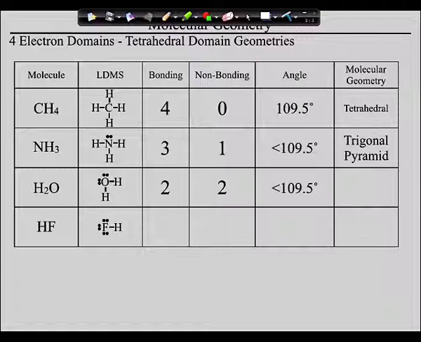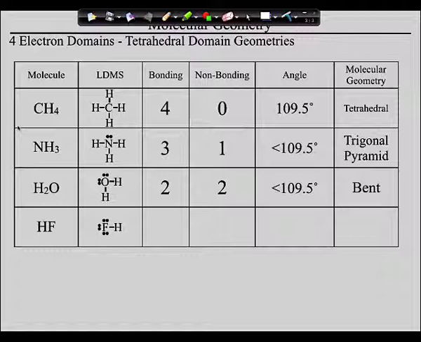So, 4 is tetrahedral. 3 bonding domains is trigonal pyramid. What are we going to call this structure with 2 bonding domains? Bent. You want to know why? Because it's bent. Huh? Bent? Bent. All right. So now, guys, the last one.